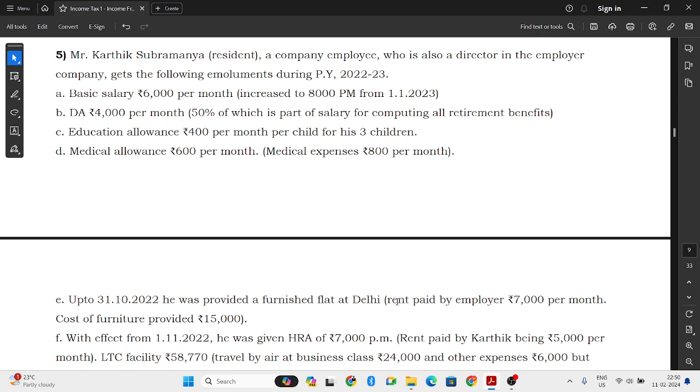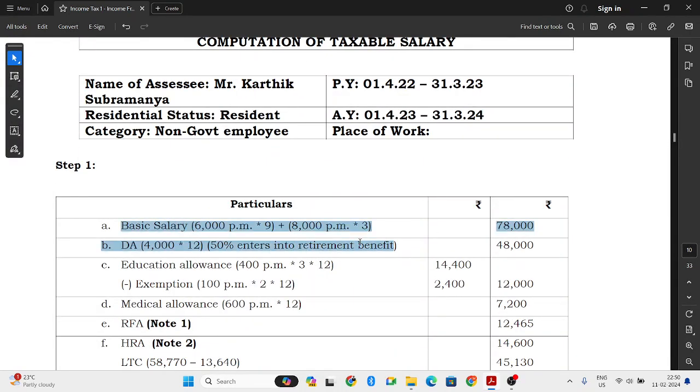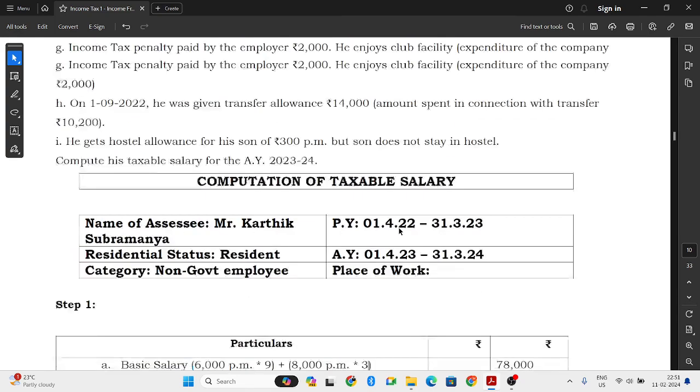His basic salary is 6,000 per month and it is increased to 8,000 per month from 1st January. So from April to December, he's getting 6,000. From January, February, March, 3 months, he's getting 8,000. For 9 months, April to December, he's getting 6,000 per month. From January, the salary has been increased to 8,000. So his total basic salary will be 78,000.